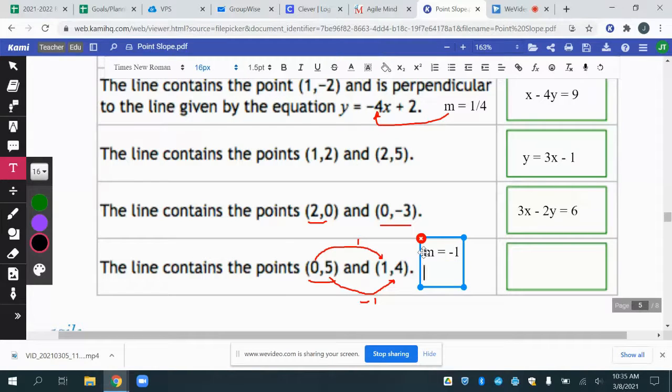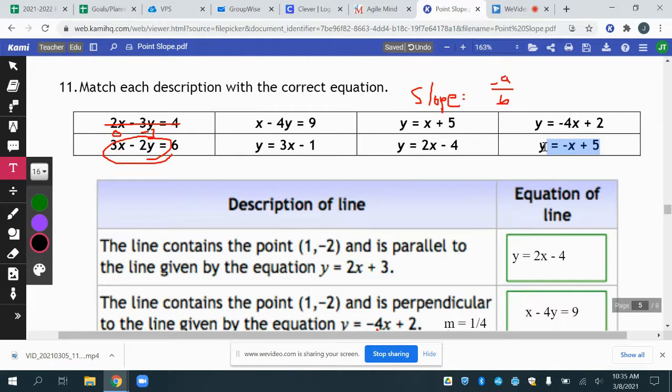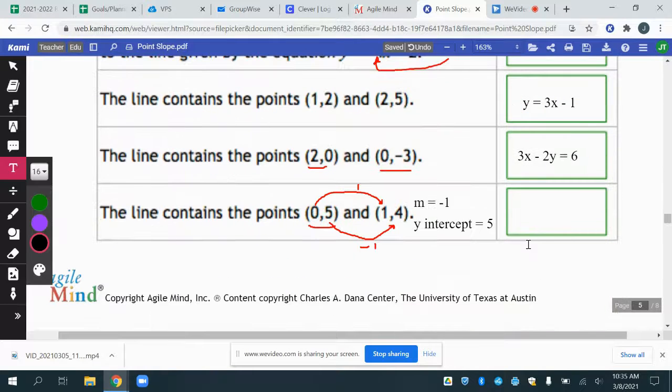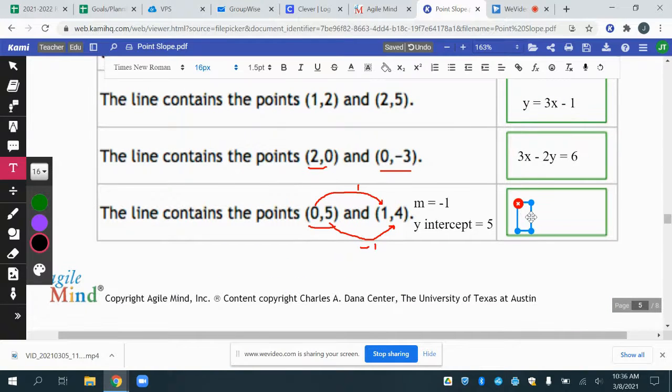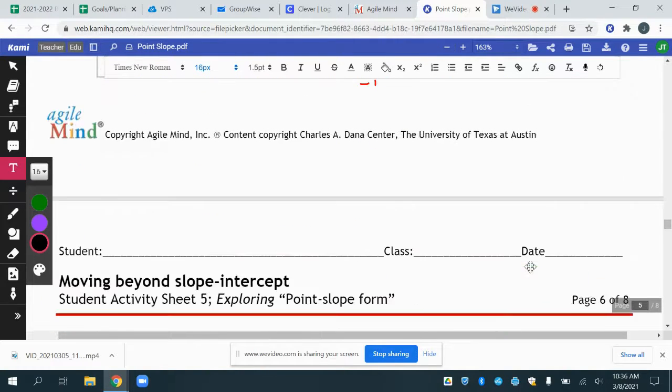And I also know that the y-intercept equals 5. I know that because here, (0, 5) is on the y-axis. Those are two facts. So anything here with a slope of -1 and y-intercept of 5, hey, look at that. Honestly, I didn't even need the equation. y equals -x plus 5. There we are, -1 slope, intercept of 5. All right.